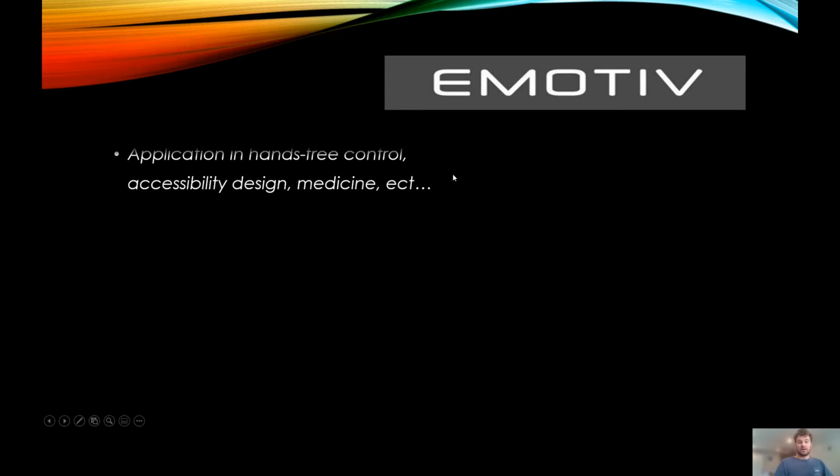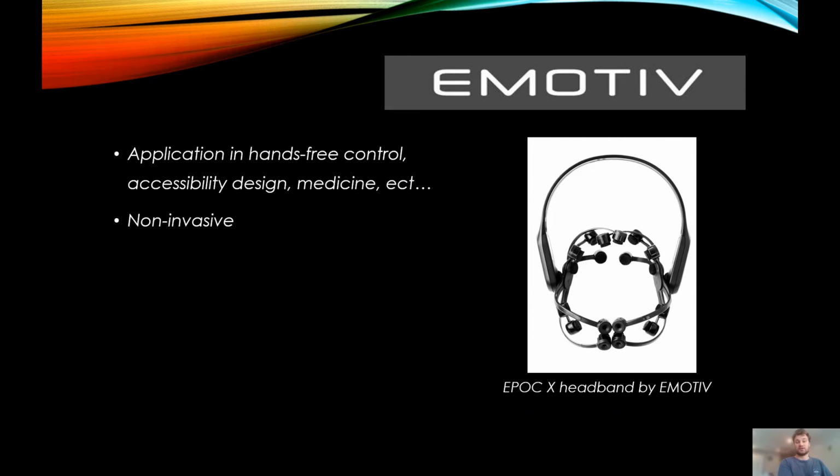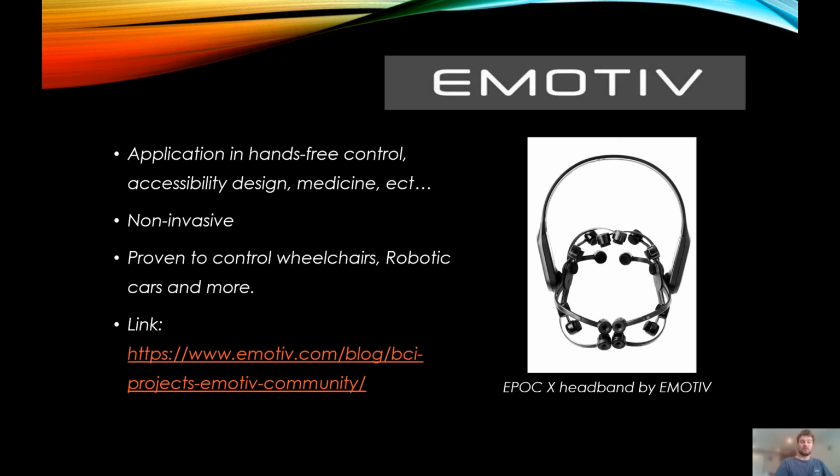Emotiv uses EEG to help accelerate brain research globally. They have founded and created applications for hands-free control systems, accessibility design, medicine, and many more. But I wanted to focus on the hardware tools they have developed. The Epoc X is a non-invasive headset that allows the user to train an application to recognize a thought. In turn, these applications can control wheelchairs or robotic cars. This link to their website shows some of those examples.